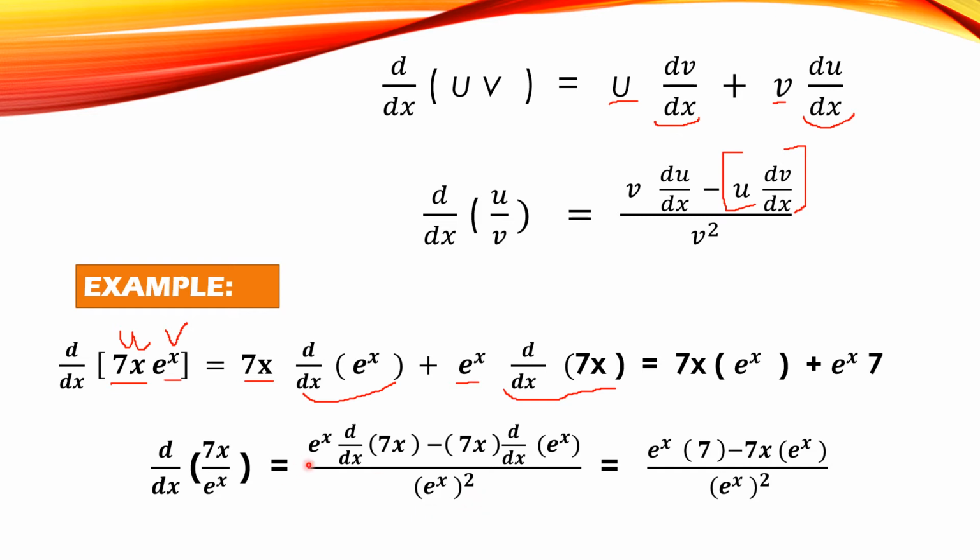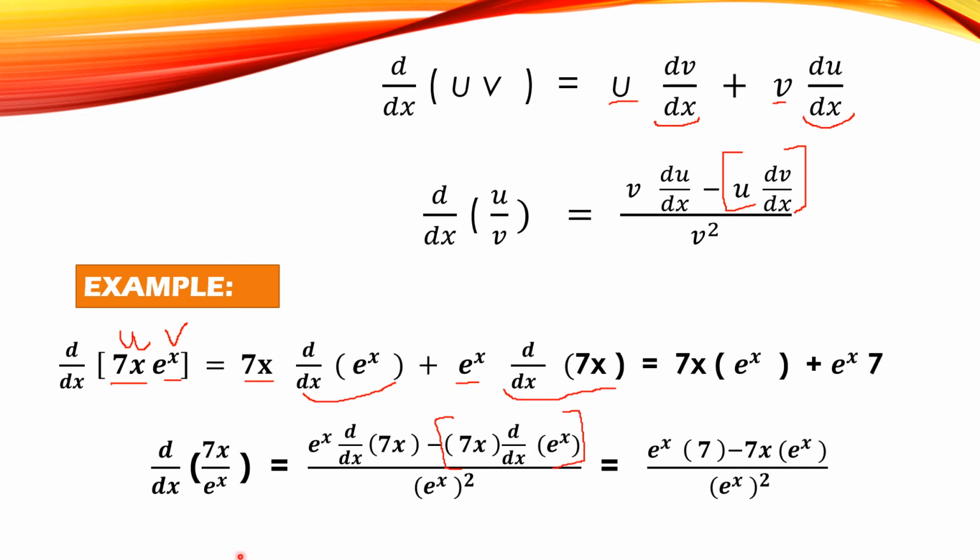In the numerator, v as it is, e power x as it is, multiplied by the derivative of the numerator. It means d by dx of 7x, minus. Now here u as it is, u means the numerator, 7x as it is, multiplied by the derivative of the denominator, that means d by dx of e power x. Right. So please put a big bracket here so that this minus sign doesn't get confused.